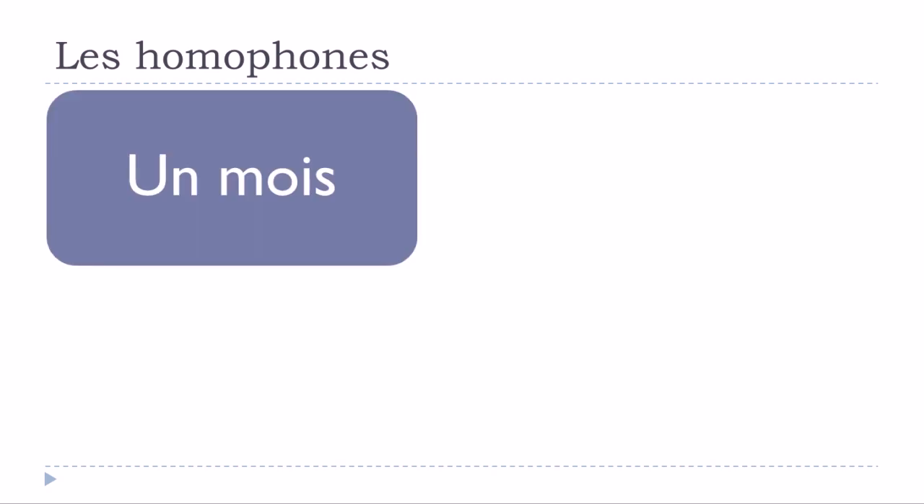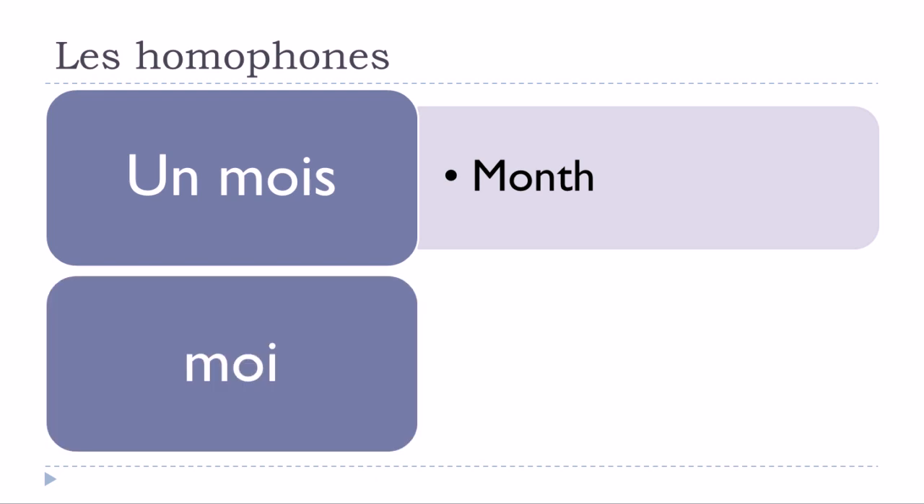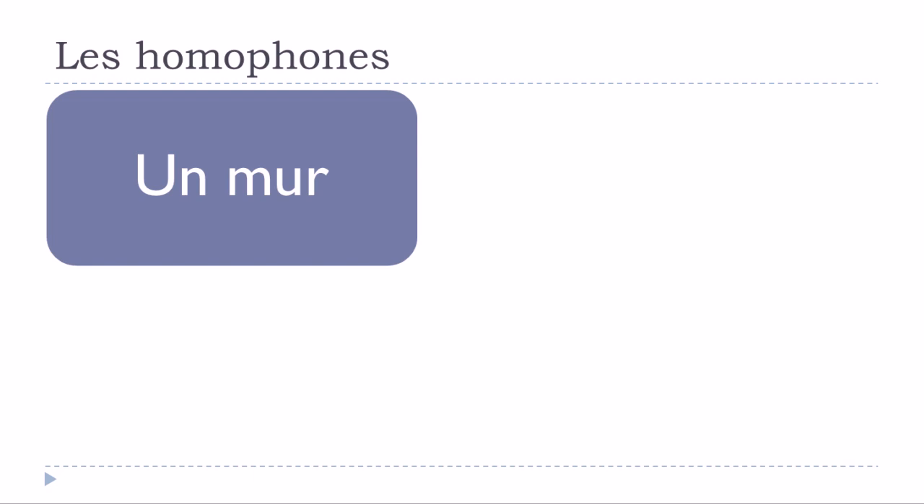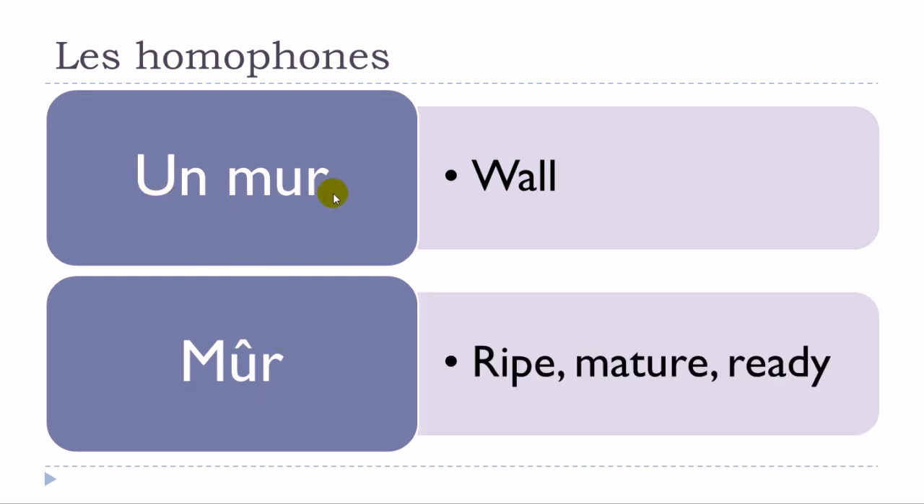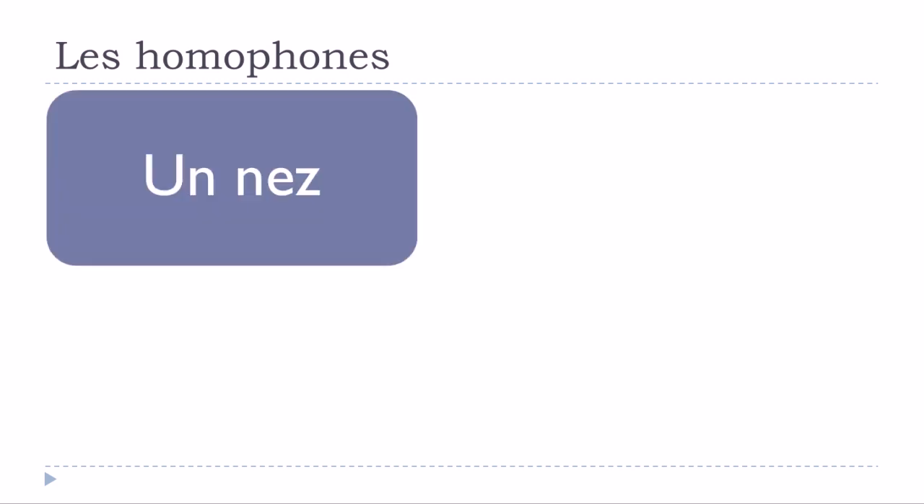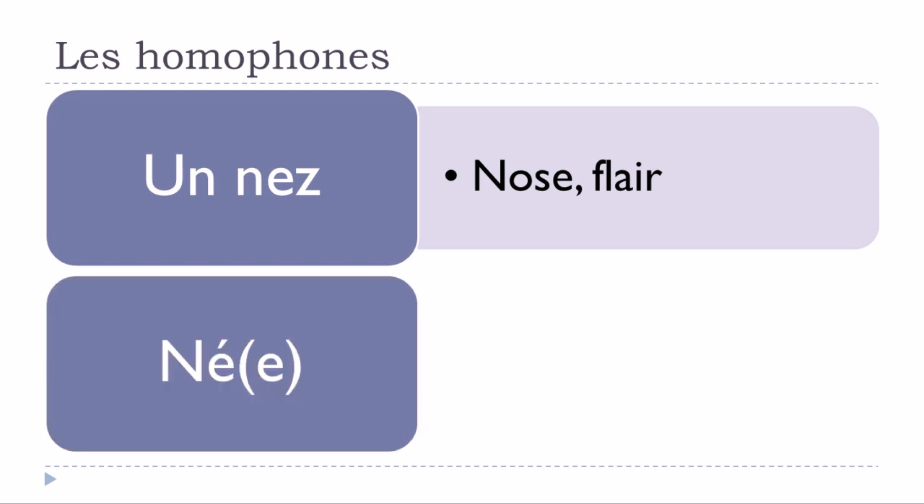Un mois, and then moi, me. Okay, so un mois and moi. Un mur, and the adjective mûr. Okay, so un mur and mûr. Un nez, and nez. Okay, so un nez and nez.